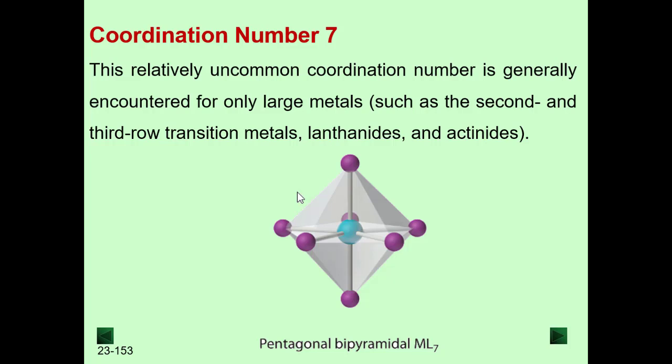In this case, coordination number 7. So in coordination number 7, there is only one possible structure. In the center, if you analyze, there are 5 ligands, and one ligand is above and the other ligand is below. So this structure is also called pentagonal bipyramidal. Pentagonal means 5 ligands in the center and one pyramid above and one pyramid below. That is why it is called bipyramidal.